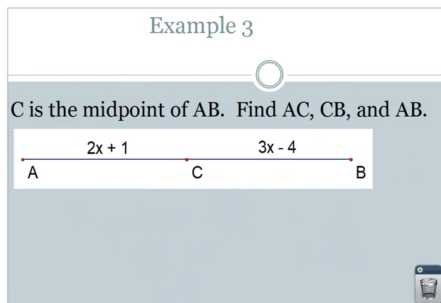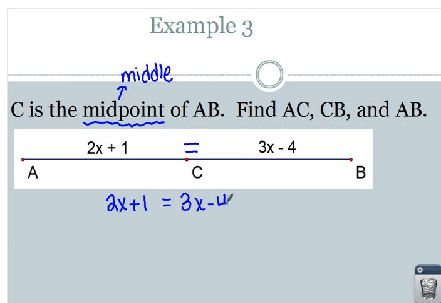Okay, let's try another one. This one gives us a different word. The midpoint. Midpoint means middle. Okay, so C is in the middle of the segment. And whenever C is in the middle, that means that both the left side and the right side are equal. Okay? Because this one, they don't give us how long AB is. They just tell us that C is in the middle. So we have to set the two pieces equal to each other to solve this one. Okay? Midpoint should be your first clue on how to set this up.